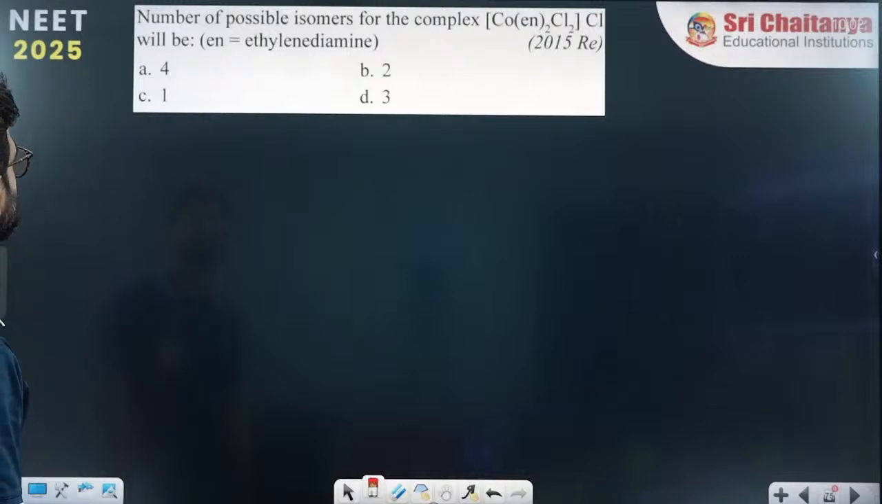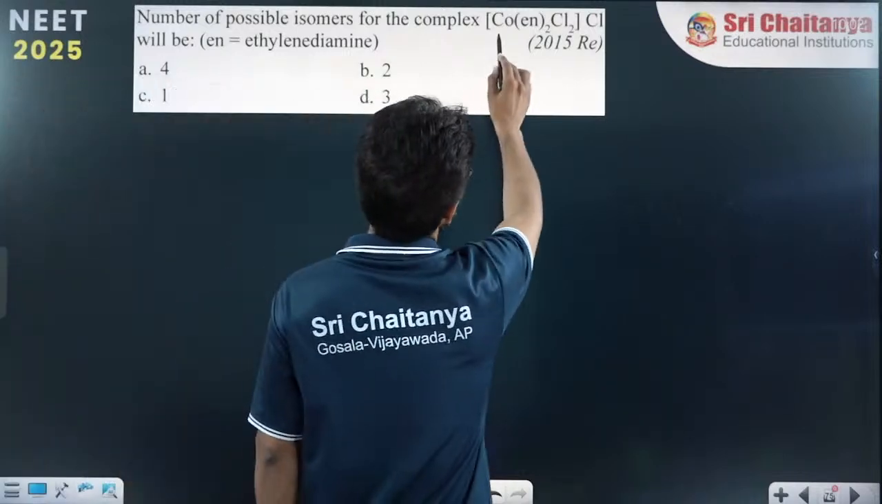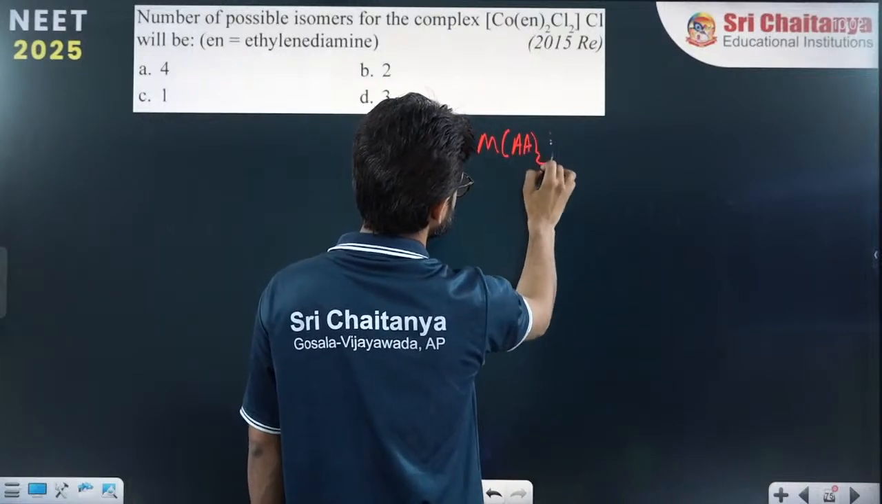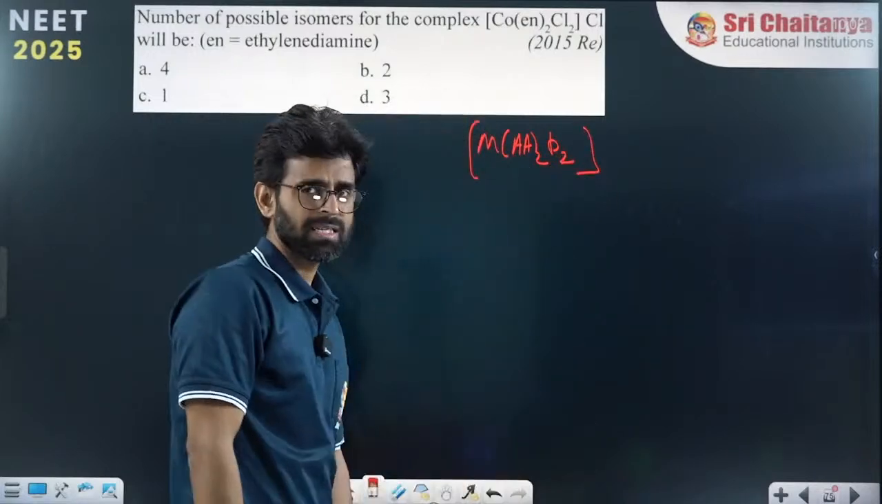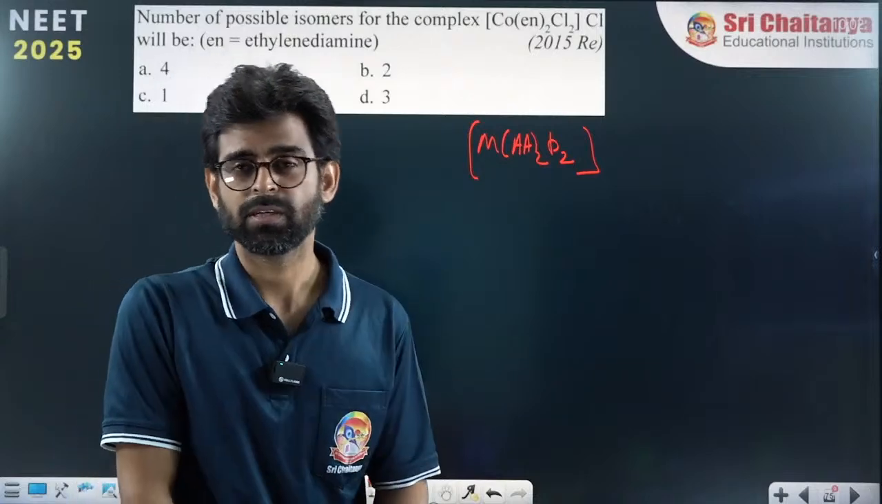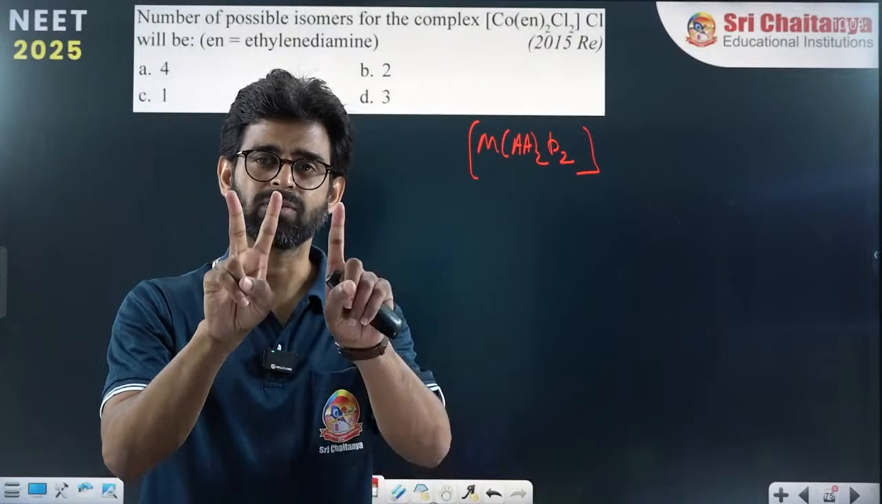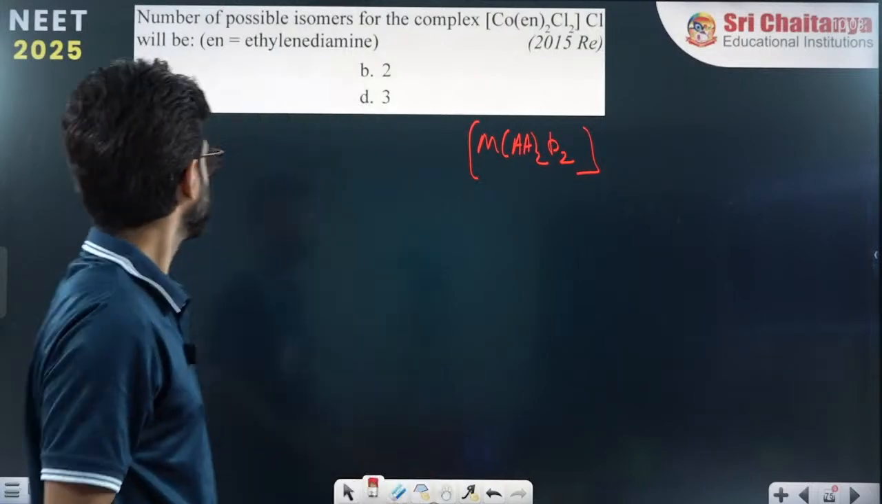Easy. The number of possible isomers. Okay, just now we have seen this. Again the same type, M A2 B2 type of isomer. Okay, this will show 3 isomers. 2 structures will form, out of 2 structures one is optically active, so dextro and levo. Total how many? 3 will come.